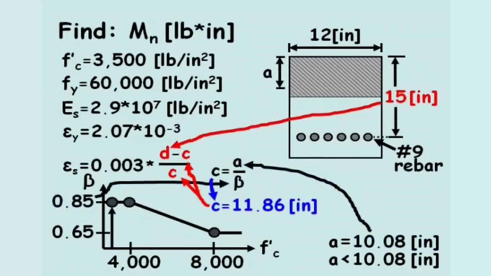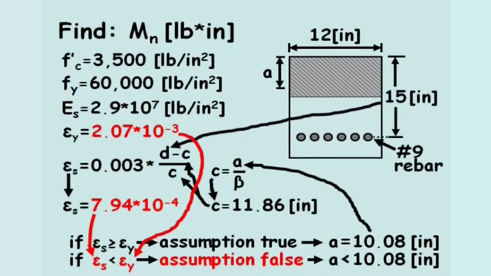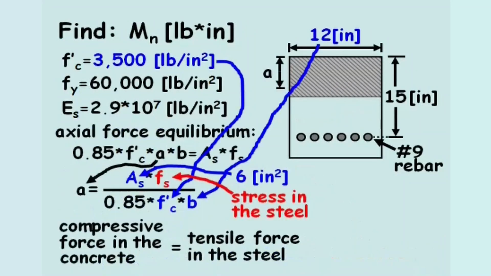Substituting in this value, as well as the depth, D, the strain in the steel equals 7.94 times 10 to the negative 4. When comparing strain in the steel to the yield strain in the steel, we determine that our assumption is false. The stress in the steel does not equal the yield stress, and we need to recalculate the value of A. So we return to our equation for A.